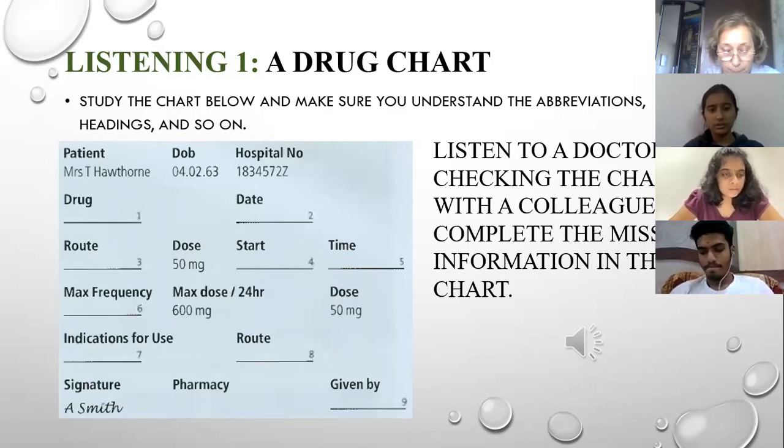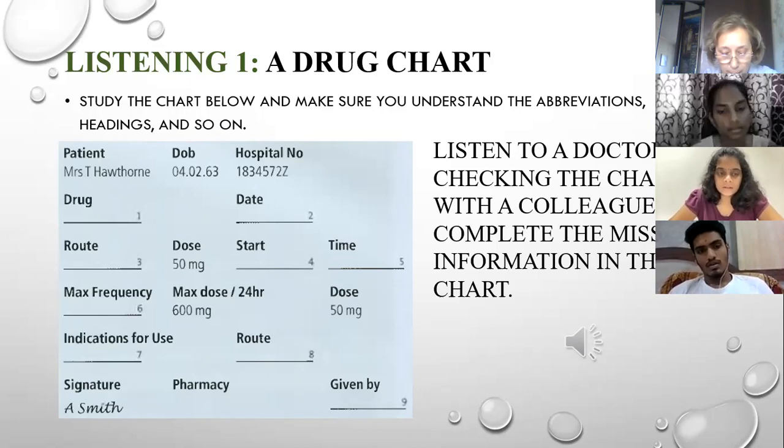11:30. Okay. Maximum frequency, every 4 hours. Yes, so the dose is given here. And indications for use. What should I say? Yes, this is PRN, pro re nata, as required. Yes, and intramuscularly. And Senior nurse. What should we write in number 9? Senior nurse. Okay.